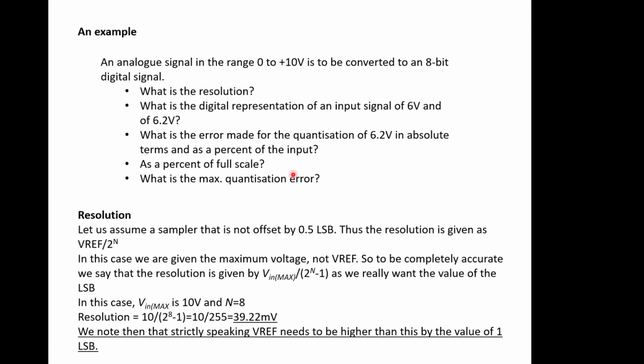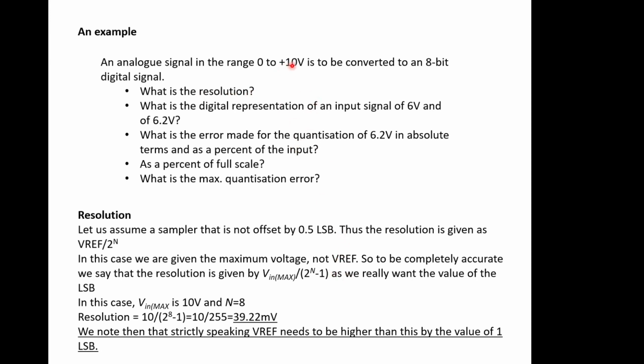So there are lots of questions that can be asked about this on a fairly limited amount of information. In fact, we don't actually have enough information to make a proper decision, so we have to make some assumptions. So we'll assume a sampler that is not offset by half a LSB. Thus the resolution from the previous slides is given as Vref over 2 to the n. And in this case, if we read the question, we're given a maximum voltage, not Vref. So if we're going to be completely accurate about this, we have to say the resolution is given to us by Vin max over 2 to the n minus 1, because we want to get the value of the LSB to get the resolution out.